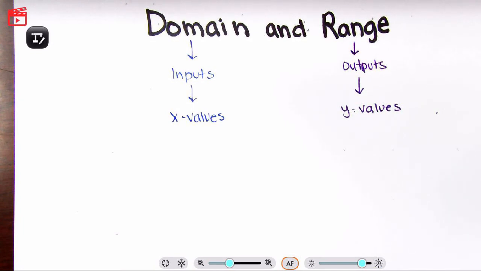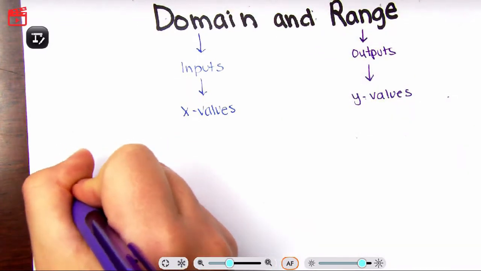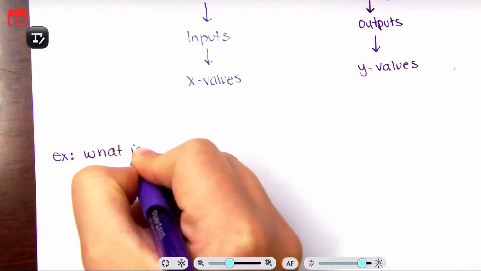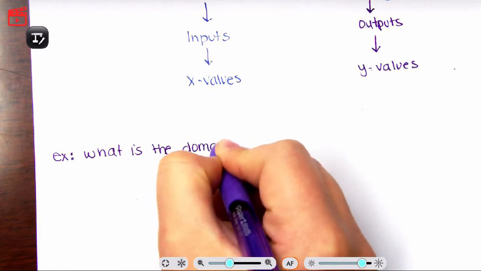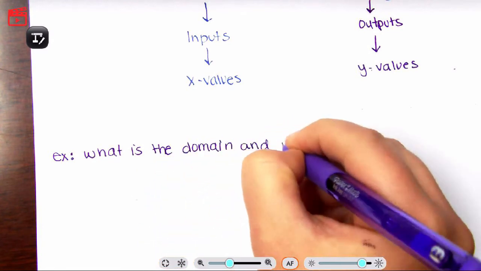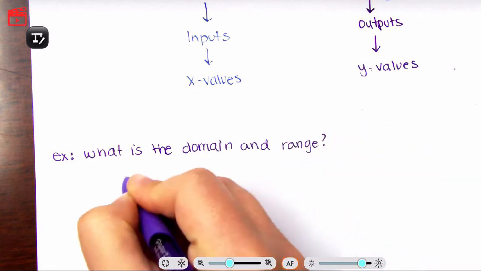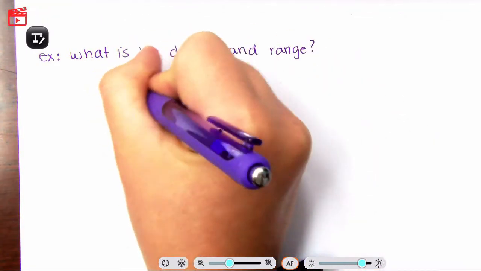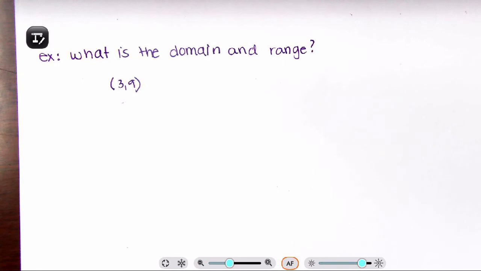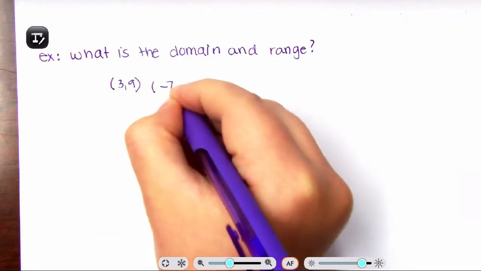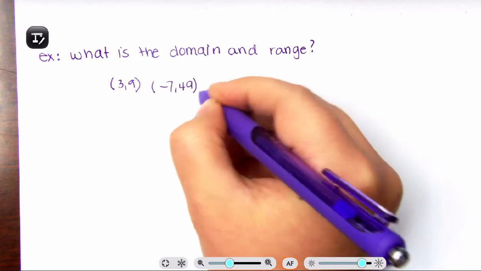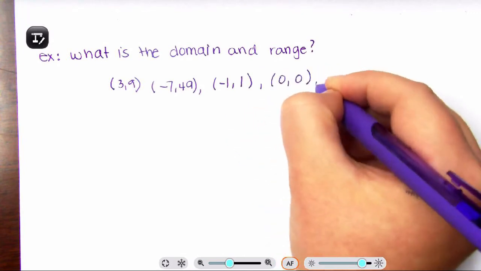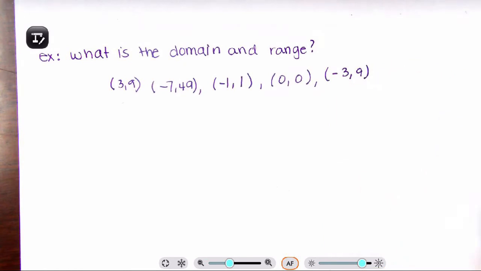Let's jump right into an equation. Or let's not do an equation. Let's do an example first. In this example, it says, what is the domain and range? And what they give you in this example is points. So they give you 3, 9, so they give you different relations. So 3 and 9, they have a relationship. -7 and 49 has a relationship. -1 and 1 has a relationship. 0 and 0 has a relationship. And -3 and 9 have a relationship.